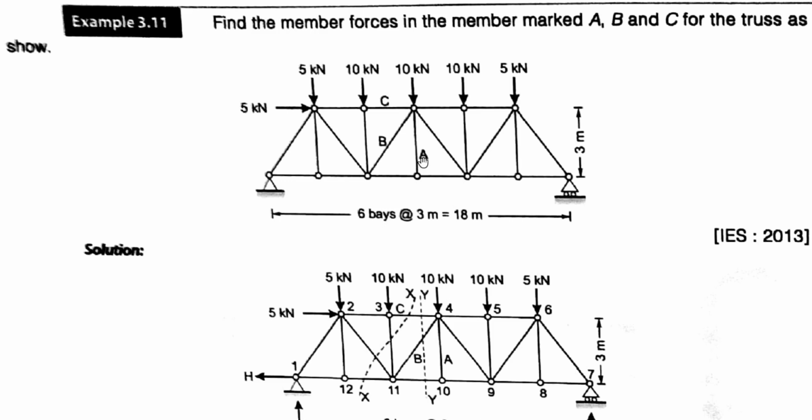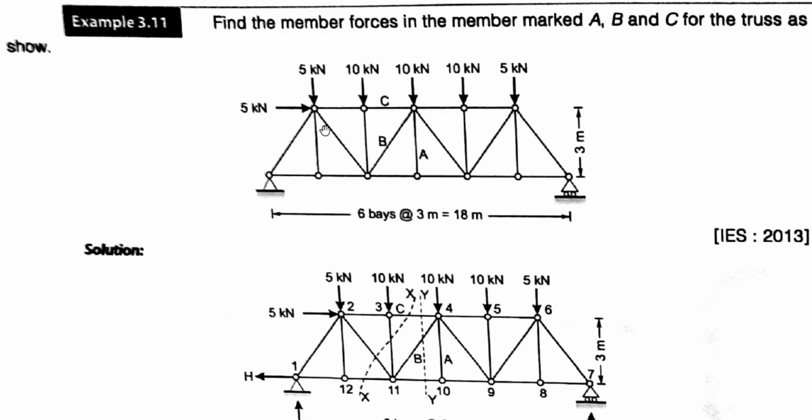truss as shown. This is member A, this is member B, this is member C. So we need to find the forces in members A, B and C. This is the truss, with a hinge support here and a roller support here, 3 meter distance in the y direction, and 3 meter distance between each joint. So the total is 18 meter, and external load is acting on the pin jointed joints, that is 5 kilonewton, 10, 10, 10 and 5, and 5 kilonewton in the horizontal direction at this joint.